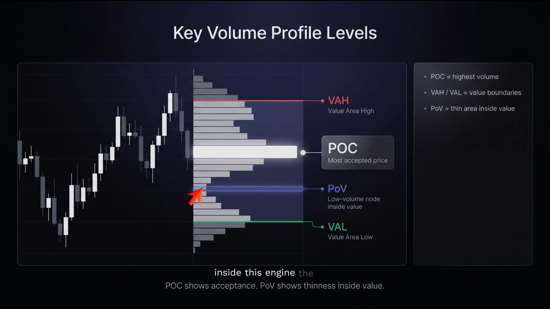Inside this engine, the POV represents a low volume node inside the value area. That means it is a thinner area within the broader auction. This can be useful because it shows where price may breach, reject, or move through faster than expected.